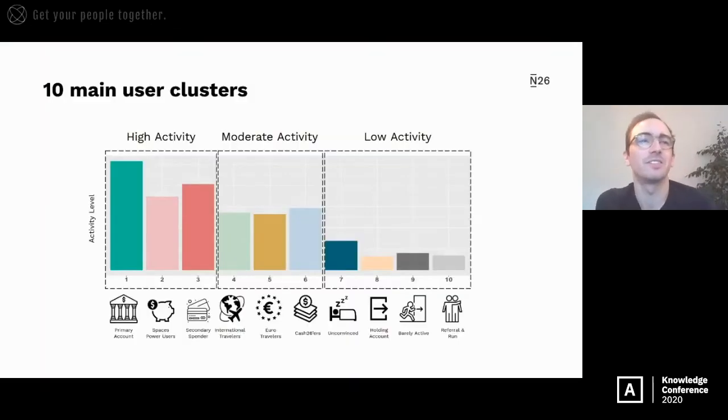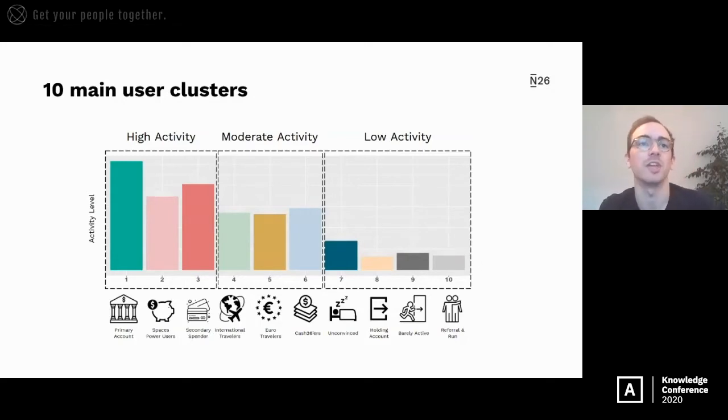So we found 10 main user clusters. And what was really nice is that they fell out over 3 broad activity bands, which for anyone doing product analytics, they like to see, because it reminds us of power user curves, let's say, where we have our high activity customers who are generating a lot of value for the product. And then we have all the way down to low activity, who maybe we want to have some different strategies around to retain them.